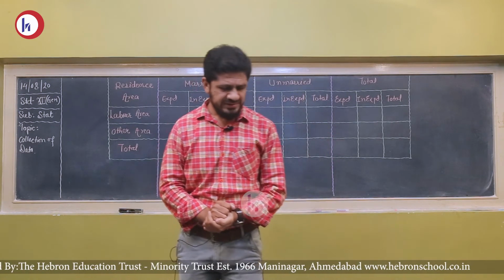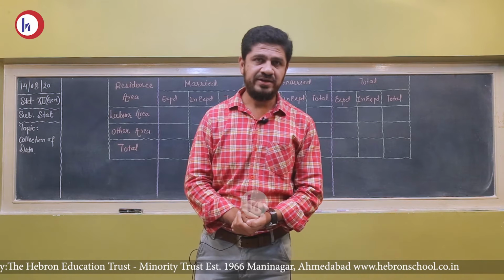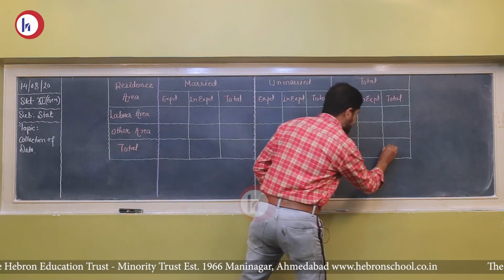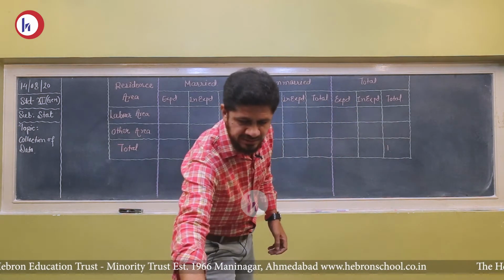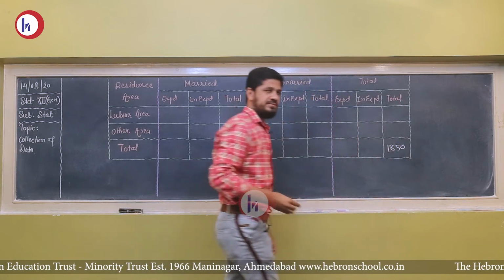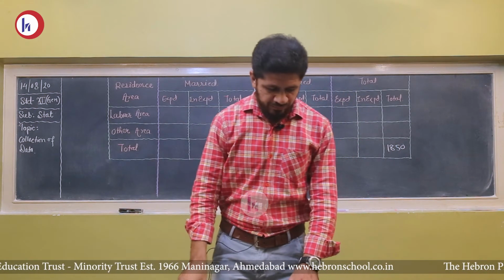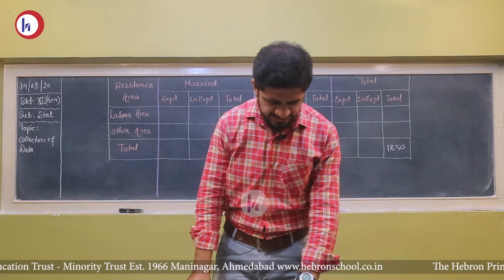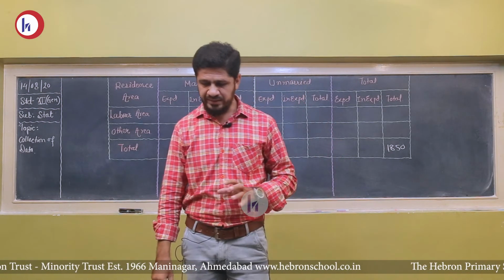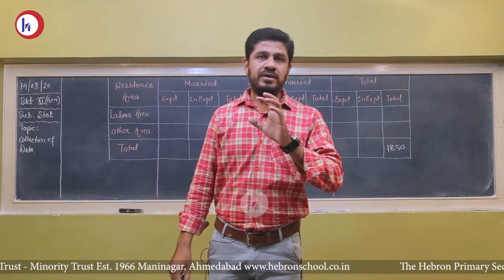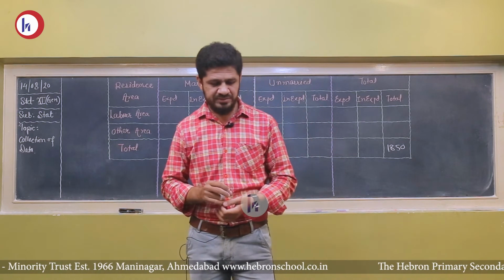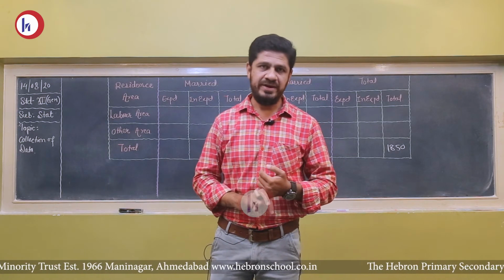Out of total 1850 women working in a factory, these are the total number of women working in a factory. We will record it in this block, 1850. Now 549 were residing in a labor area. 549 live in labor area, but it is still not mentioned whether they are married or unmarried.